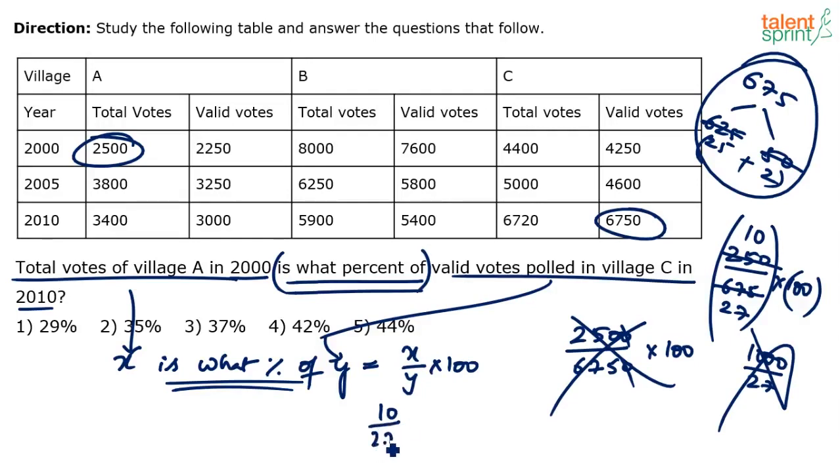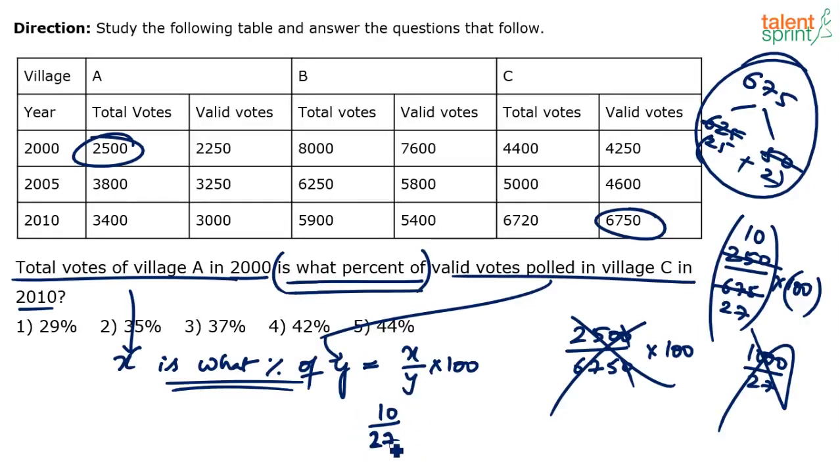10 upon 27. You know that percentage is nothing but a fraction, where the denominator is 100. So if 10 by 27 is a fraction, what percentage is it? The denominator should be treated as 100, which means 27 in our case is 100%. If 27 is 100%, what will be 10%? 2.7.